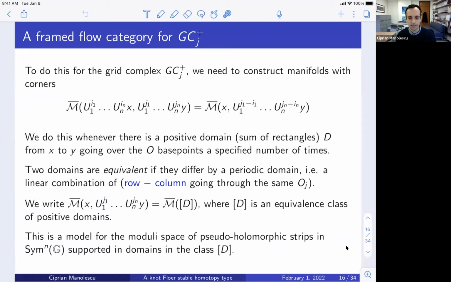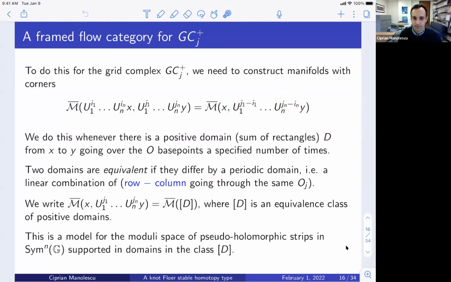Okay, so let's see how to construct it. All right, so we have our grid complex GC plus, and we want to construct manifolds with corners between the generators. The generators are not just these n-tuples on the grid, but they also have powers of U, and it just depends on the difference of these powers. So when we have a positive domain from X to Y, a positive domain is just a sum of rectangles, maybe like this or like this, maybe they can even have multiplicity, in our case we go over the O base points, and we want to keep track of how many times it goes over each.